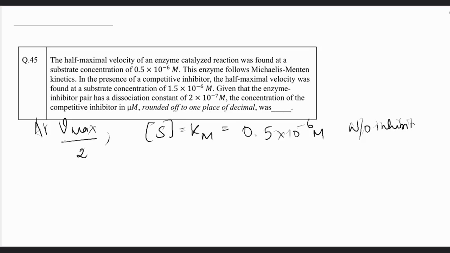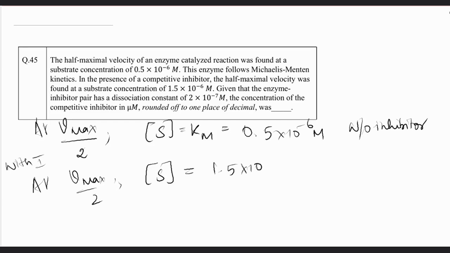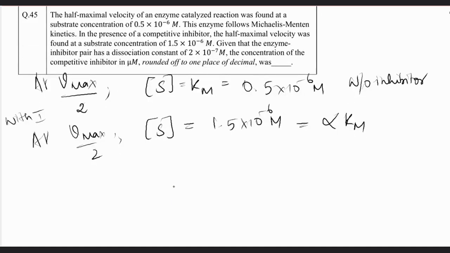However, with inhibitor, let me write it as I. With inhibitor, at Vmax by 2, the substrate concentration was found to be 1.5 into 10 power minus 6 molar, and this is equal to alpha into Km because you have a competitive inhibitor here. So when there is a competitive inhibitor, there is another term called alpha, and this alpha is given by the formula 1 plus concentration of the inhibitor divided by the dissociation constant of the enzyme inhibitor pair.